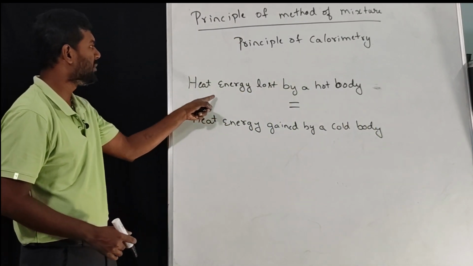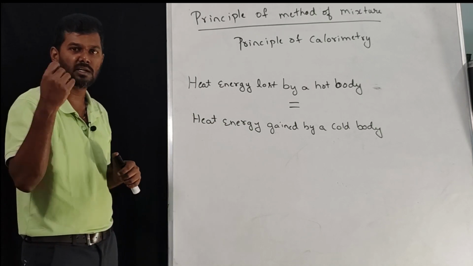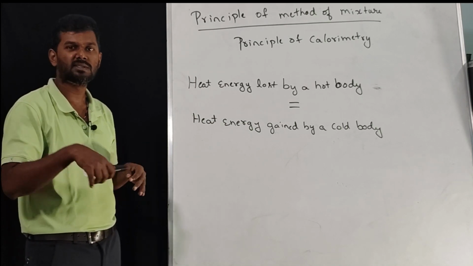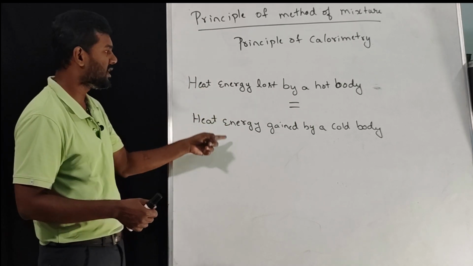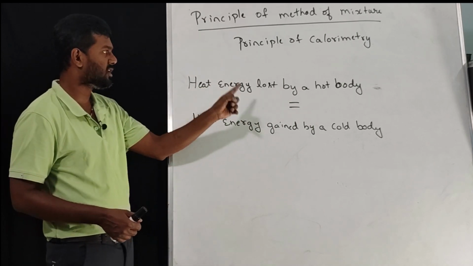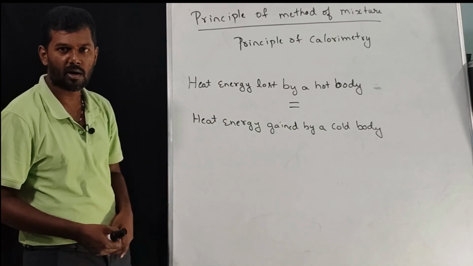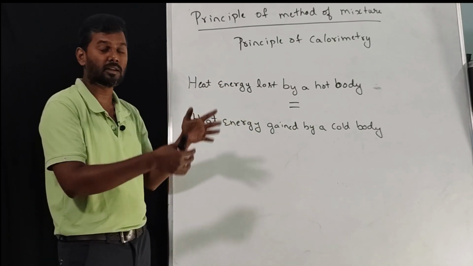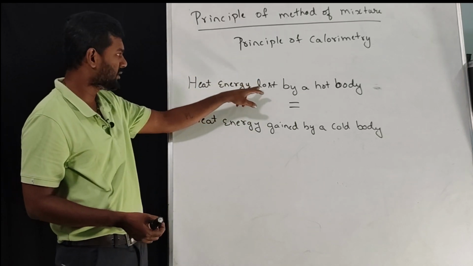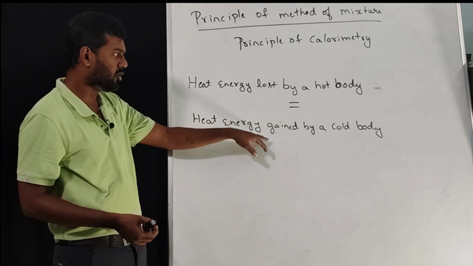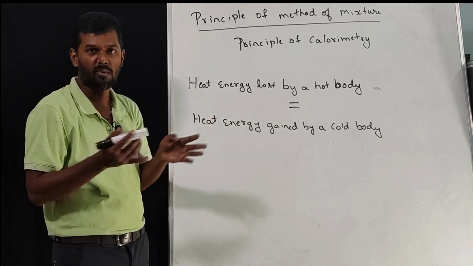So this is the meaning of the principle of method of mixture. While solving the numericals, they'll ask us to write the assumption. What is the assumption you are going to assume in this numerical? This is the assumption: whatever heat energy is lost by a hot body is equal to the heat energy gained by a cold body. That means there is no loss of energy, so the energy that is converting from a hot body to a cold body is not getting wasted into any other form of energy.